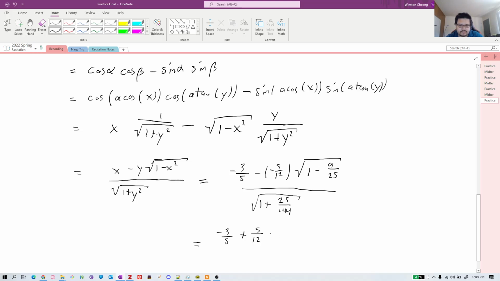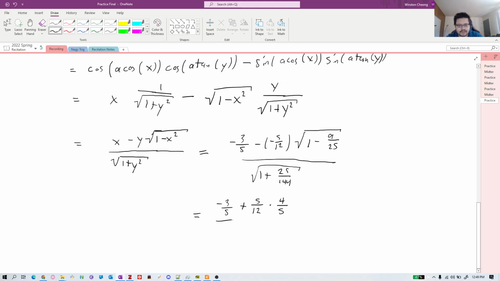16/25, which is 4/5. And then the denominator is 169 over 144. When you take the square root, it's 13 over 12. All right, and let's cancel some things out. So 5 and 5, 4 and the 4 in the 12. So we get 1/3 actually. I'll rewrite that. Maybe I'll do it like this. I'll flip this fraction also. So 12 over 13. Okay.